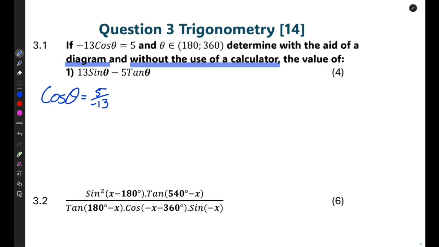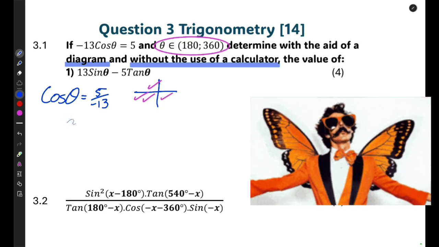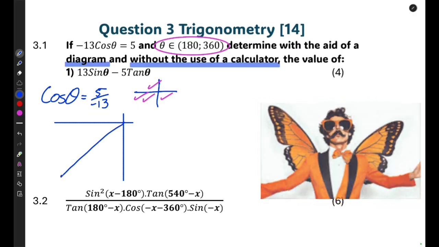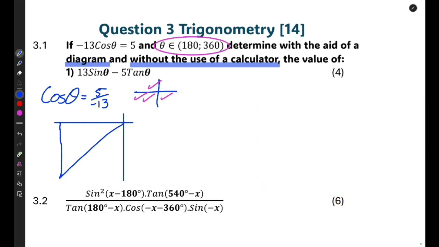So now I need to figure out where this would be on a CAST diagram. If I just draw a quick CAST diagram, I know cos is negative, and cos is negative in 2 and 3. And then I'm looking at that piece of info up there. That tells me I'm only allowed to work in the bottom quadrants. So I am going to draw my triangle in the third quadrant. Butterflies, not diamonds. So I'm drawing away from the x-axis and then up again. That is theta.